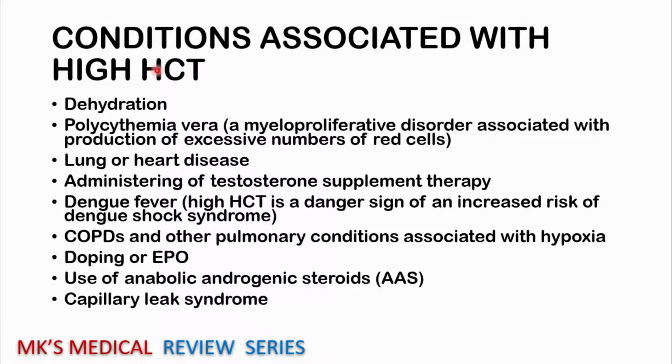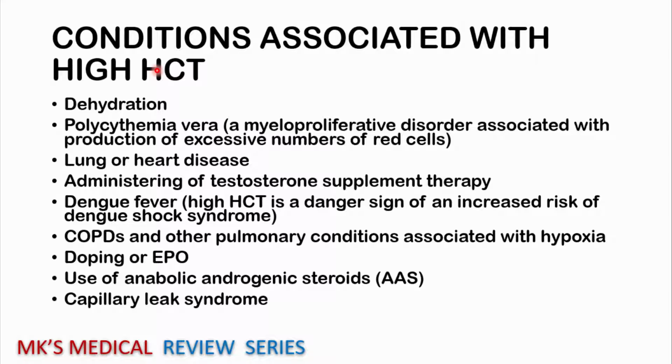Then you may also have some conditions that are associated with a high hematocrit, so dehydration, because you lose a lot of water and it's like the blood is concentrated. You may have polycythemia vera, which is a myeloproliferative disorder that's going to be associated with excessive production of red blood cells. You may also have some lung and heart diseases, administration of testosterone supplement therapy. You may have dengue fever.